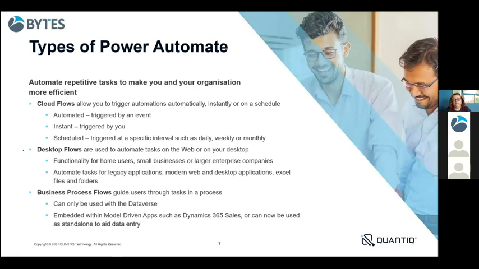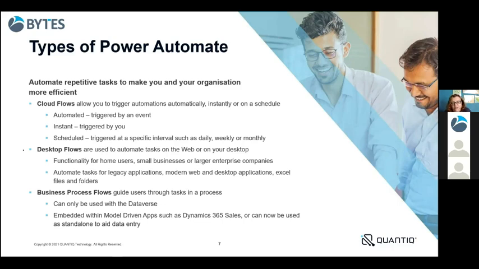So there are a number of different types of Power Automate. For most of this webinar today and for the demo, we're going to concentrate on cloud flows. Cloud flows allow you to trigger automations automatically or on a schedule, and they're triggered by something that happens. So they're either triggered by an event in a database. It could be triggered, for instance, when an email arrives in Outlook, or when a record is created in a database, or, I don't know, an item is added to a list in SharePoint. So all of those things would be automated flows.